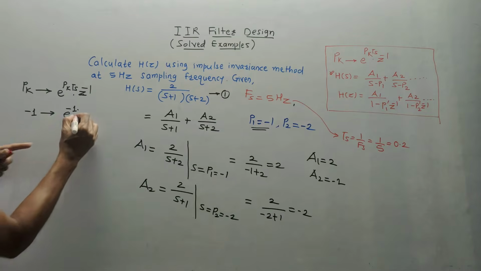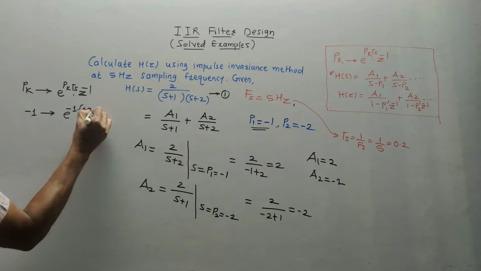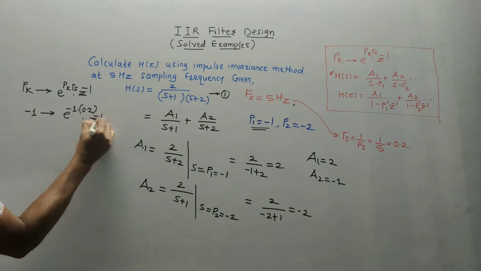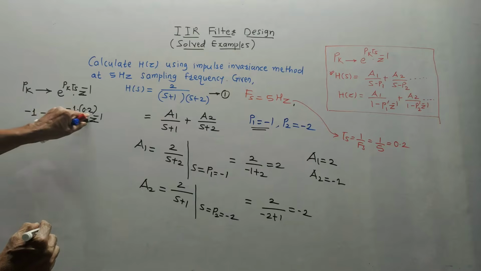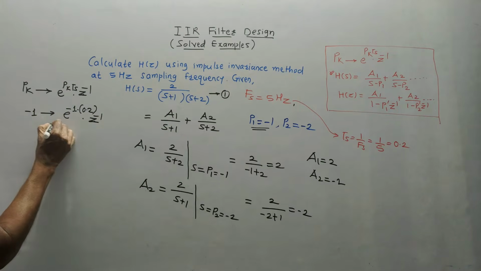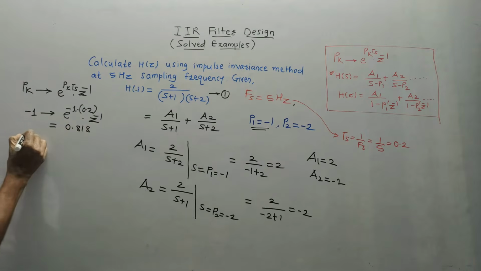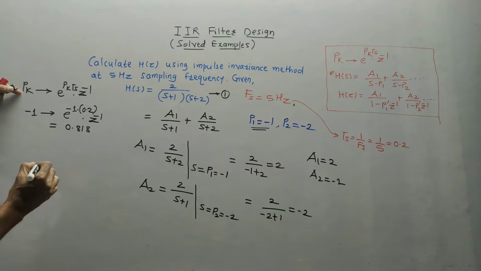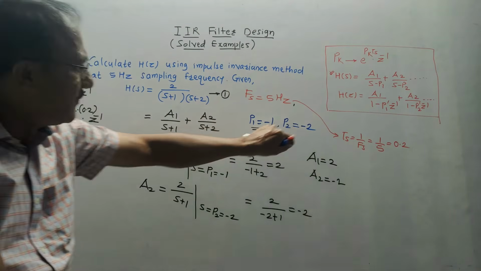So I will put the value, e raised to minus 1 into Ts, the value of Ts is 0.2, into z raised to minus 1. Using a calculator you need to obtain this answer, that is e raised to minus 1 into 0.2, that is e raised to minus 0.2. So this answer will be 0.818.